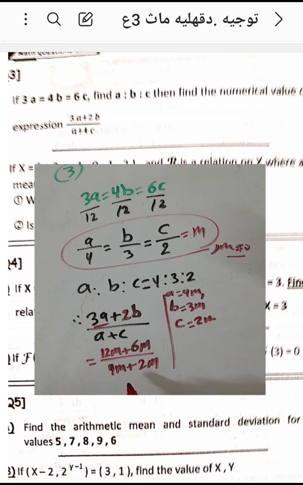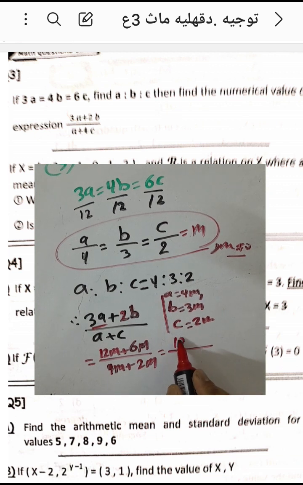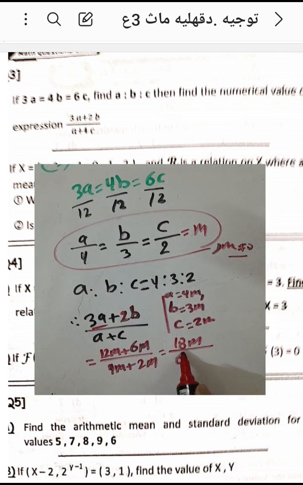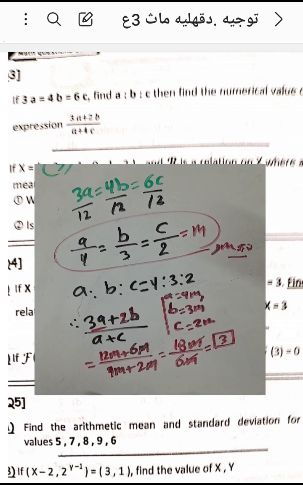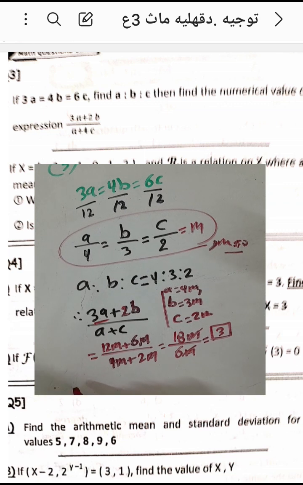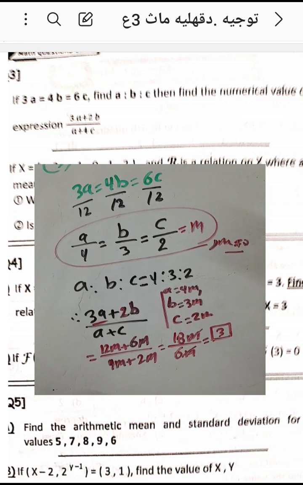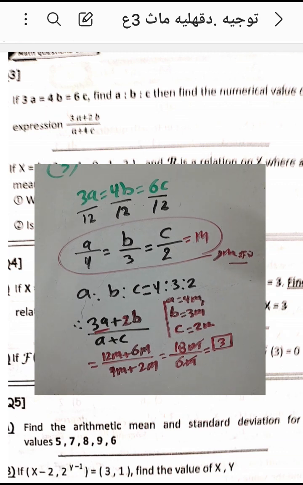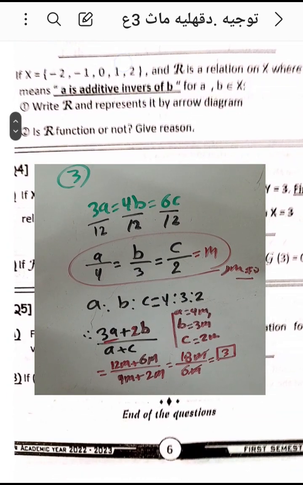And then the result will be what? 12 plus 6 equal 18m, and 4 plus 2 equals 6m, and then we can cancel m by m, and 18 divided by 6 equals 3, then the value of this expression will be 3. The numerical value of the expression will be 3, okay? Understood? Next question.